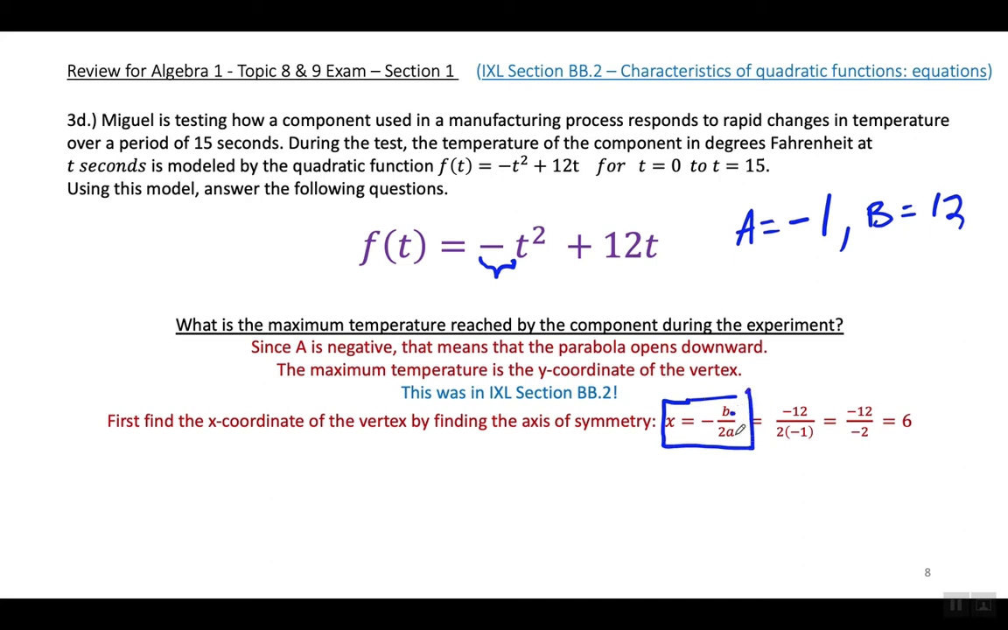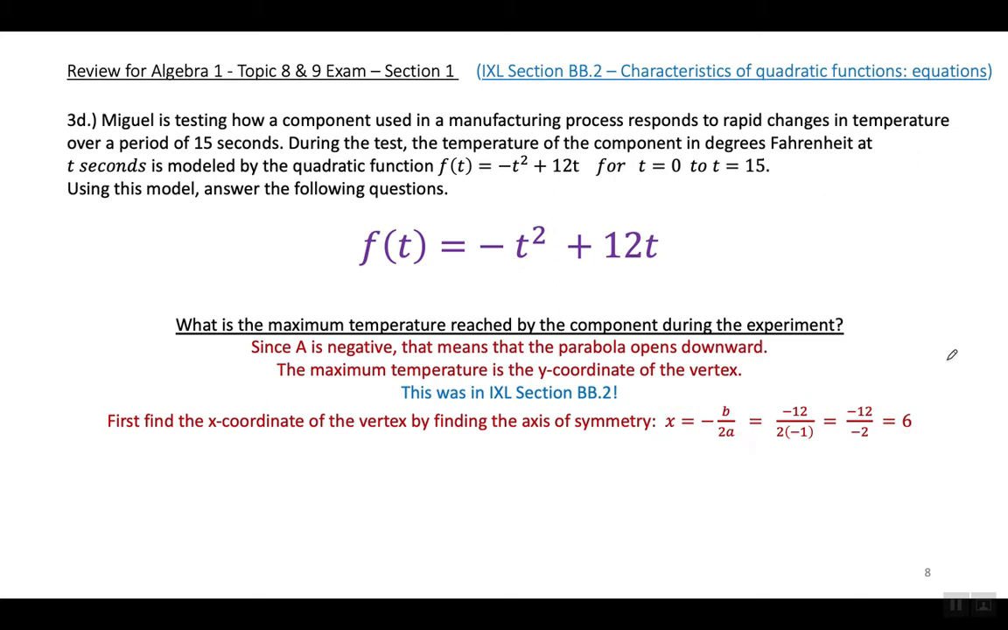B is on the top, A is on the bottom. When you substitute that and work it out, you're going to find that the axis of symmetry is at x equals 6. And the axis of symmetry gives you the x coordinate of the vertex. All right? If you're finding this hard, it's because you haven't done this. Because if you do this, you're going to realize it's actually easy.